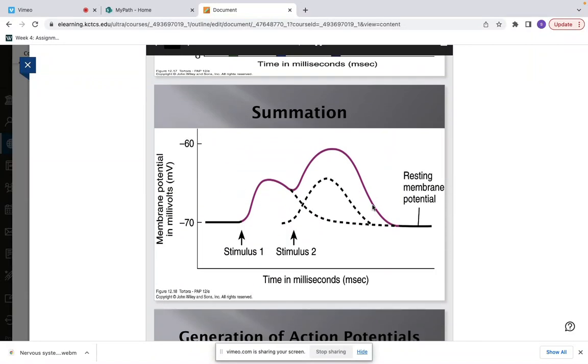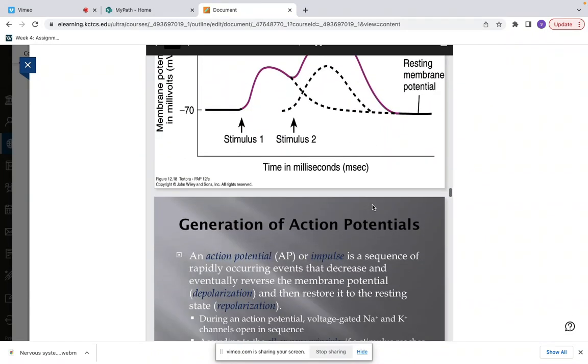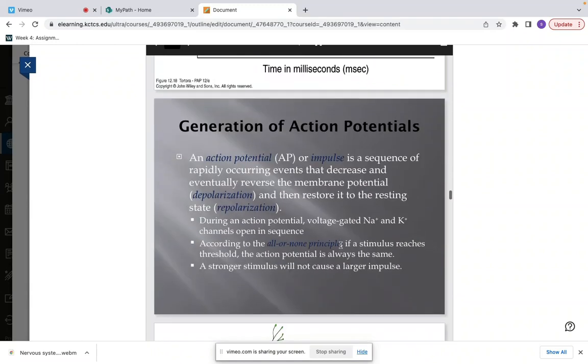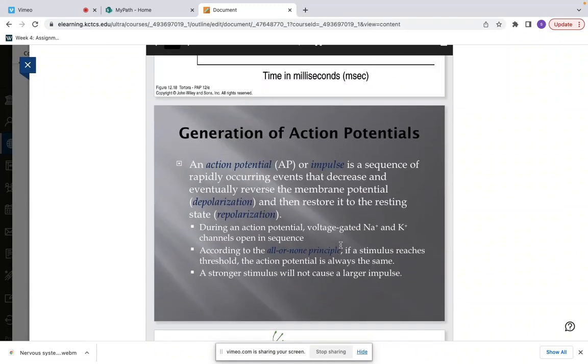Summation is essentially just the combination of these stimuli kind of amplifying each other. I won't really go into much detail on summation. What is important, and I want you to know, is this slide right here. So an action potential, or another word for that is an impulse, is a sequence of depolarization and repolarization. Okay? Depolarization, again, is becoming less negative, meaning it's becoming more positive, and repolarization is becoming more negative, back down to the resting membrane potential.